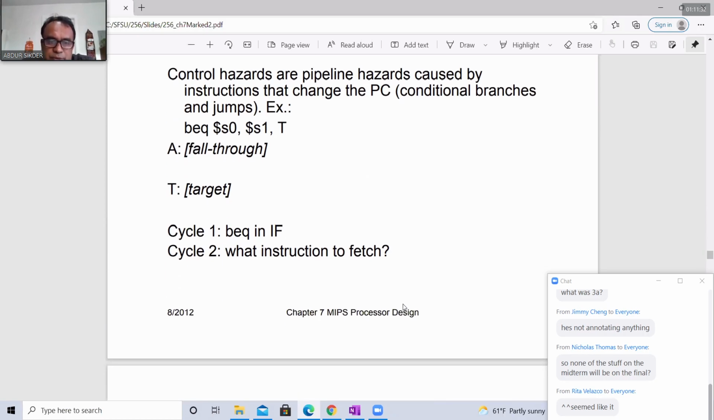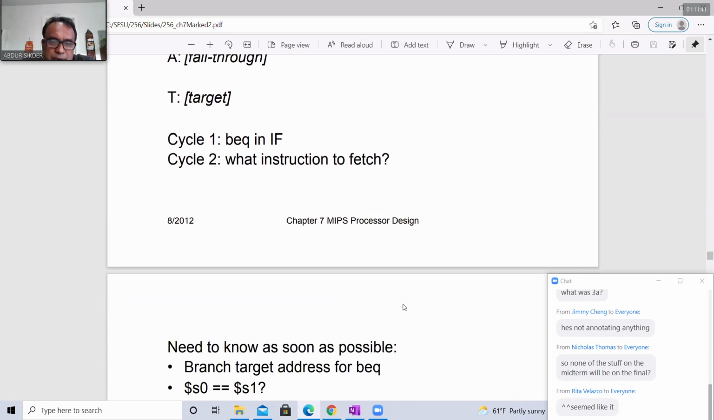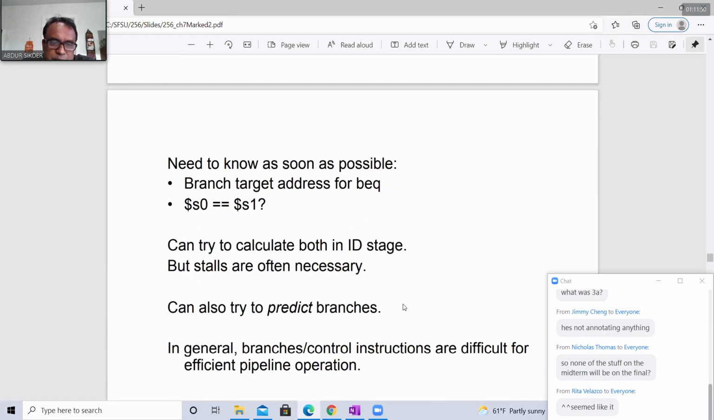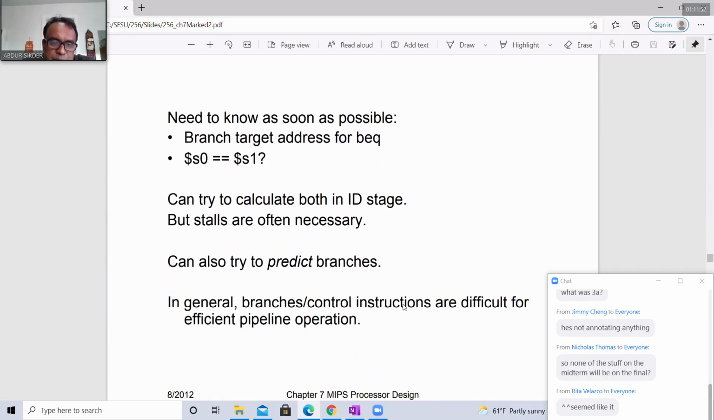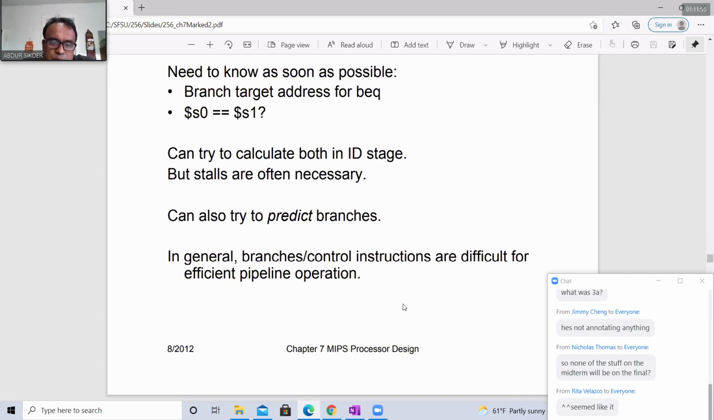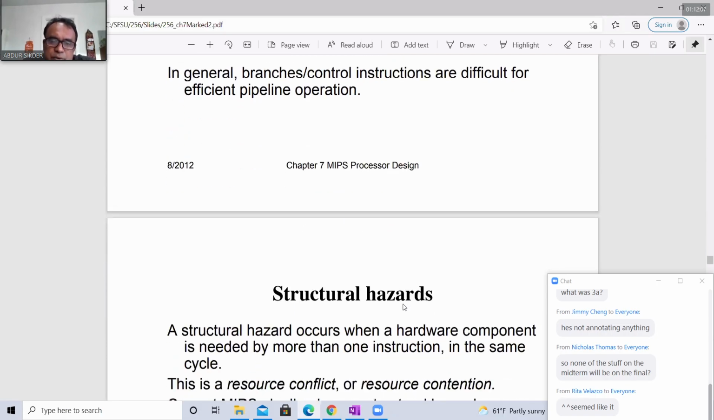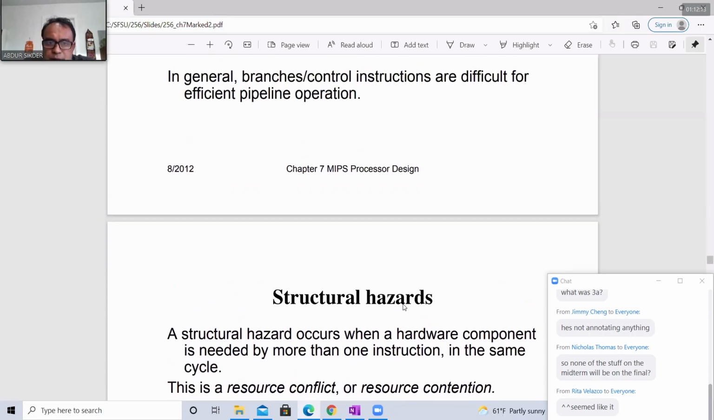Control hazard: a pipeline hazard caused by an instruction that changes the program counter, the conditional branches and jumps. When it changes, that creates a hazard. That's a control hazard. Take branch equal as an example. We need to know as soon as possible the branch target address for branch equal. You can try to calculate both in the instruction decode stage, but stalls are often necessary. You can also try to predict branches. In general, branch and control instructions are difficult for efficient pipeline operation. This is the control hazard.